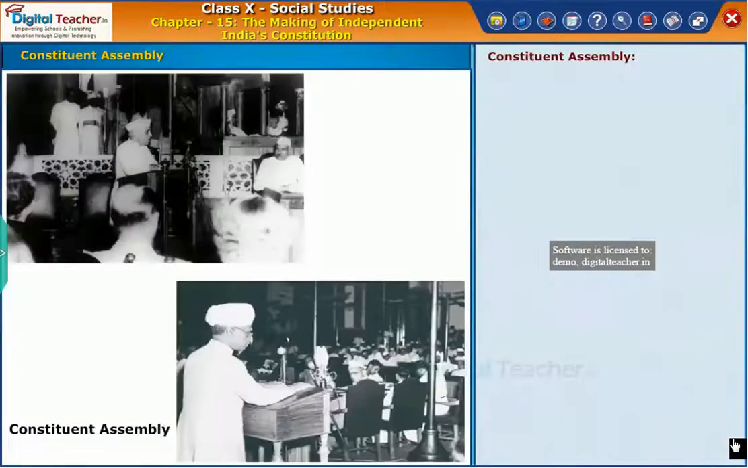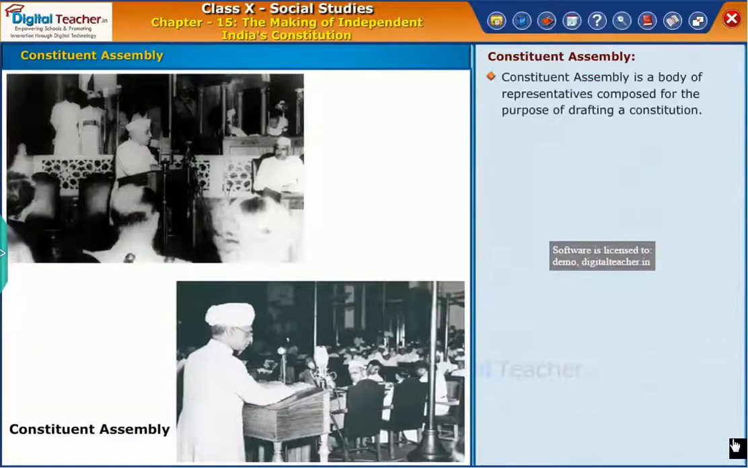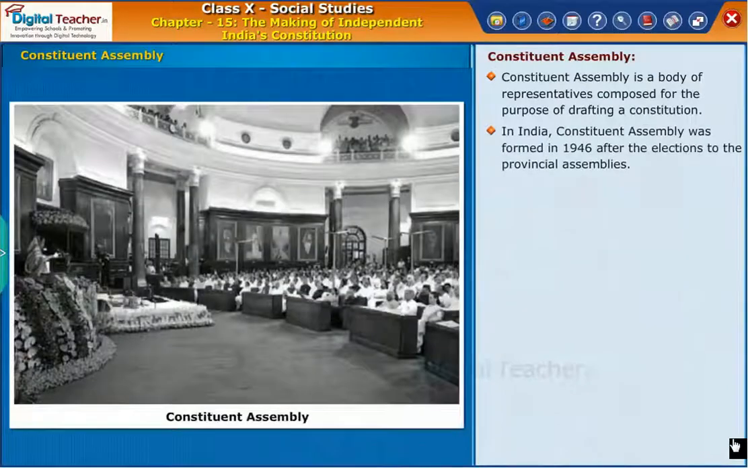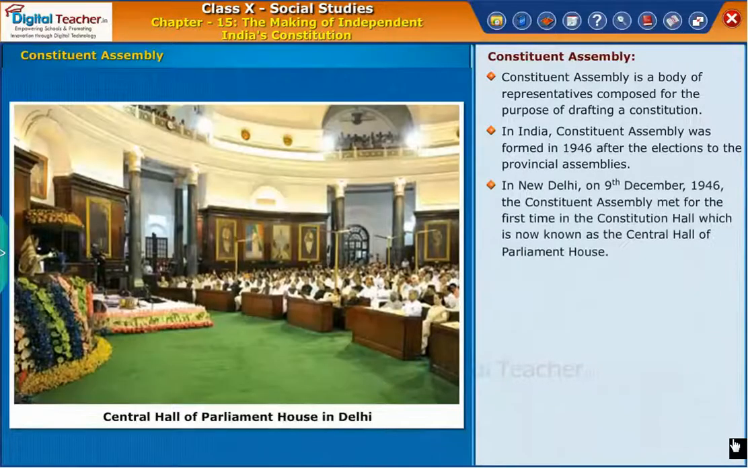Now, let us look into the details of the Constituent Assembly. A Constituent Assembly is a body of representatives composed for the purpose of drafting a constitution. In India, the Constituent Assembly was formed in 1946 after the elections to the provincial assemblies. In New Delhi on 9th December 1946, the Constituent Assembly met for the first time in the Constitution Hall, which is now known as the Central Hall of Parliament House.